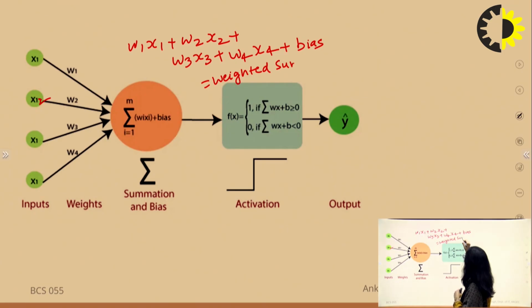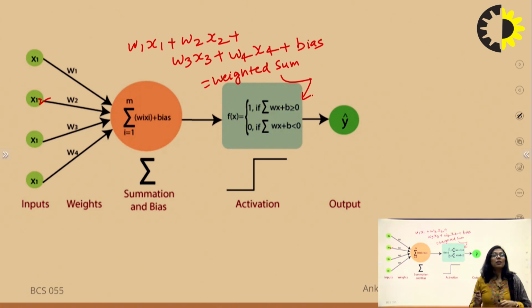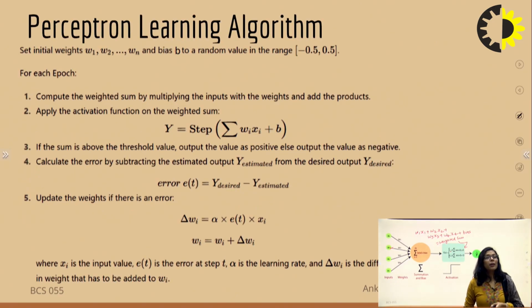Now whatever answer we get out of this weighted sum, we will pass it through an activation function. In the activation function, I have used a step function. So if this output is greater than 0, I will give the output as 1. And if this weighted sum is less than 0, I will give my output as 0. So basically this is the simple structure of a single layer perceptron.